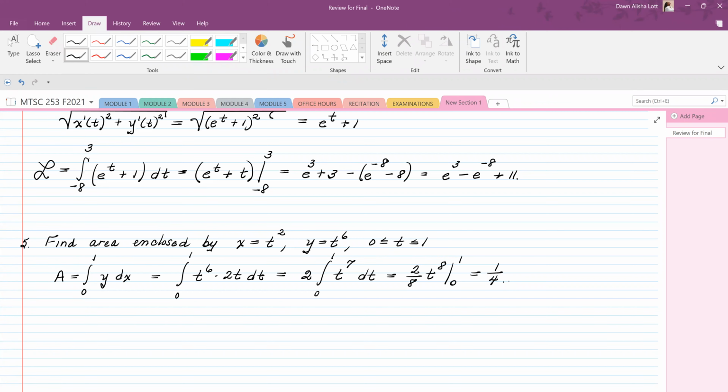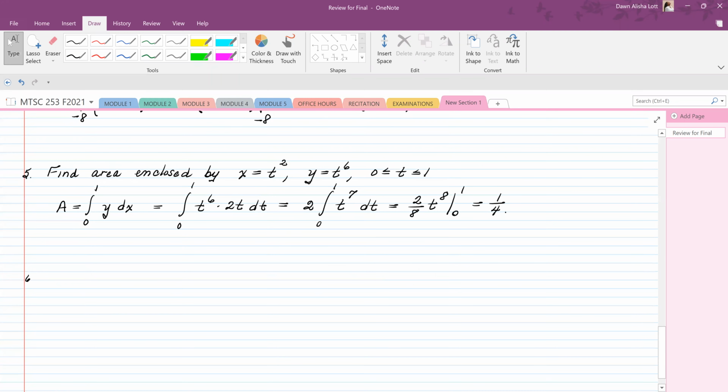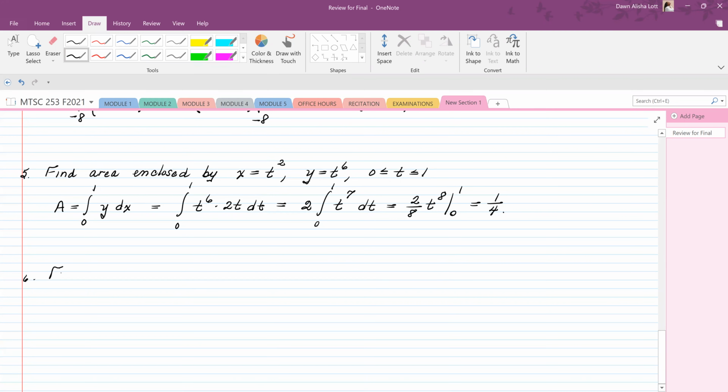Mm-hmm. And then the last question is find the area of the surface generated by revolving the curve.